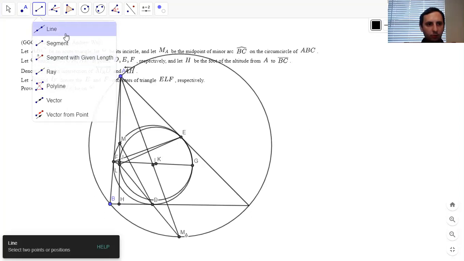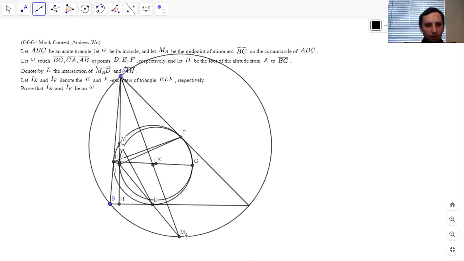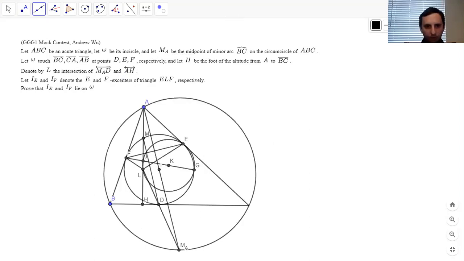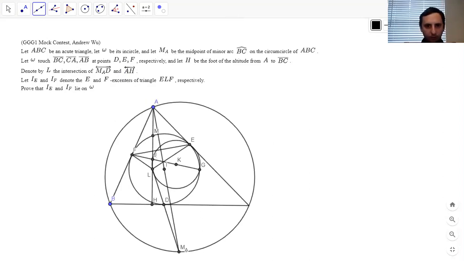So if that's true, then I was wrong. That's not really the center of homothety. Yeah, it was just an illusion. It looked very close, but it's not true. I'm going to just erase MD then.